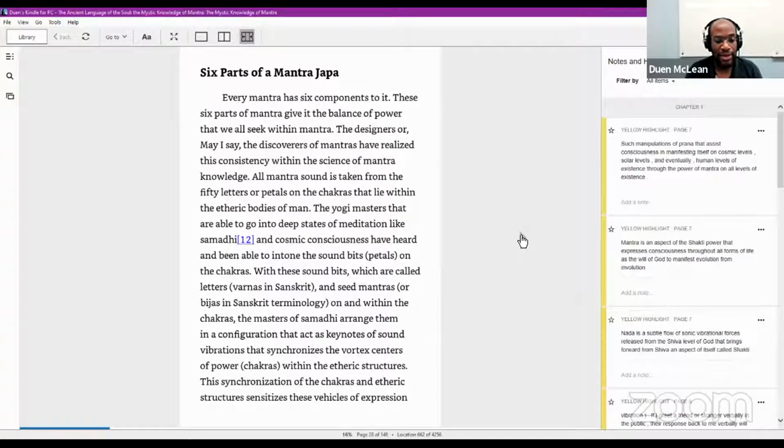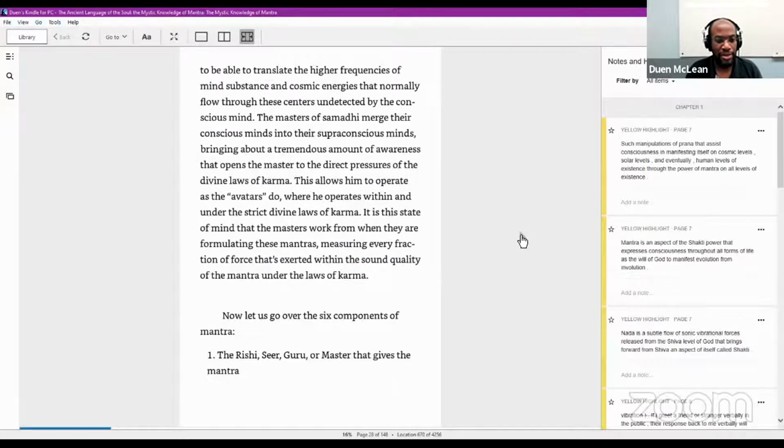This synchronization of the chakras and etheric structures sensitizes these vehicles of expression to be able to translate the higher frequencies of mind substance and cosmic energies that normally flow through these sensors undetected by the conscious mind. The masters of samadhi merge their conscious minds into their superconscious minds, bringing about a tremendous amount of awareness that opens the master to the direct pressures of the divine laws of karma. This allows him to operate as the avatars do, where he operates within and under the strict divine laws of karma. It is this state of mind that the masters work from when they are formulating these mantras, measuring every fraction of force that's exerted within the sound quality of the mantra under the laws of karma.